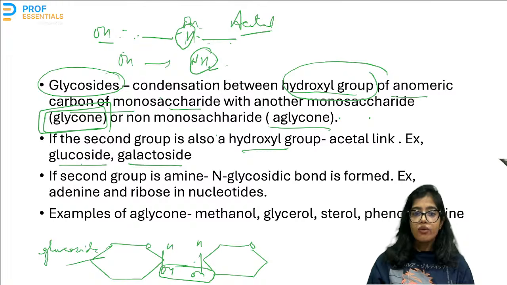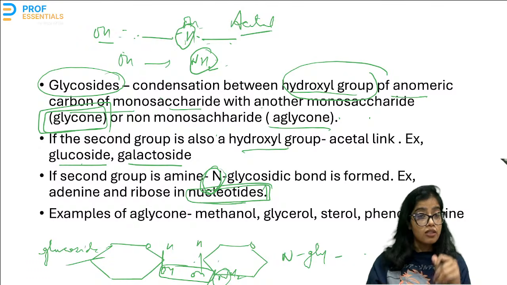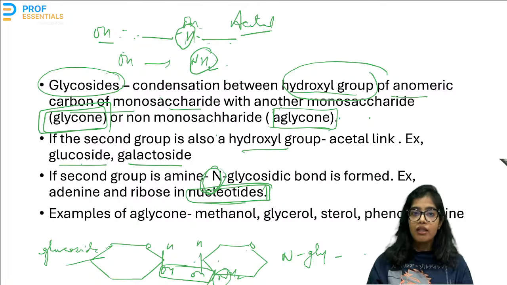Or if the second group is an amine, suppose this is an NH2 group, then an N-glycosidic bond is formed. Nitrogen is also present here. N-glycosidic bond is present between adenine and ribose in nucleotides. In nucleotides, you know, nitrogenous bases are present. Understood? So anomers, very, very important. So what are different aglycones? Those are non-monosaccharide entities that form the second part. They can be methanol, glycerol, sterol, phenol, adenine, or whatever. Understood? So very important, glycosides.